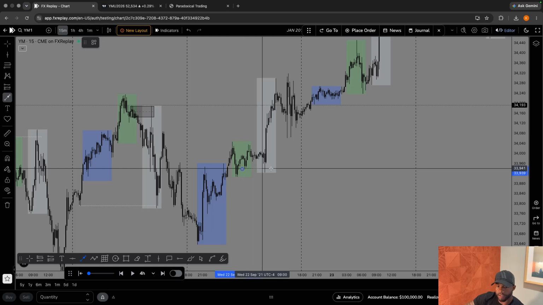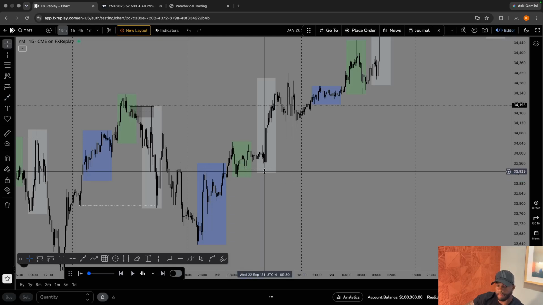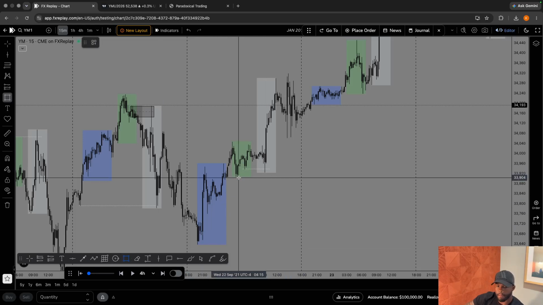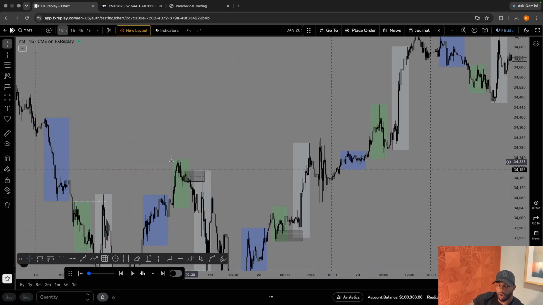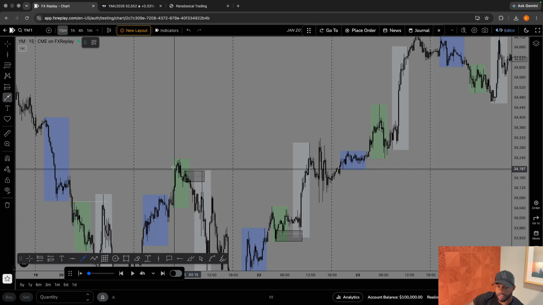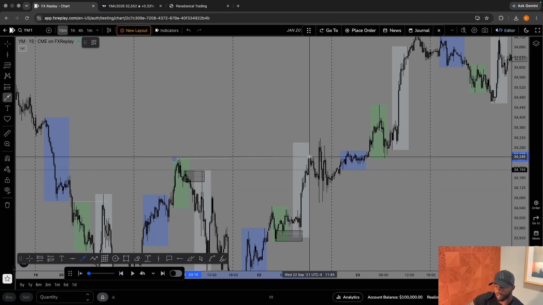Liquidity being swept here by New York. What time is this? 9:30. Happening at that hot time when I actually look to take trades. Okay. Market goes all the way up. They sweep London. And you can see this stuff clear as day. It's happening. Liquidity is being taken.